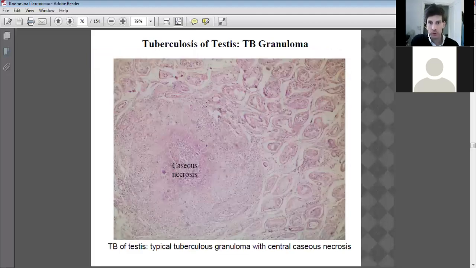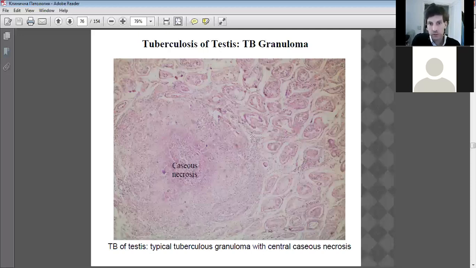Here's the good magnification. The caseous necrosis in the center, necrotic death in the center of the calcium deposit or nodule. These tubules here tend to look fairly normal. These are going to produce the spermatozoa, which are going to flood into the channels and be channeled out of the testes.